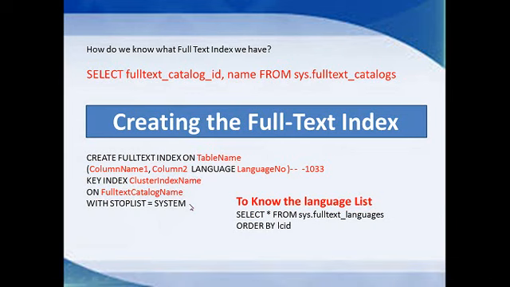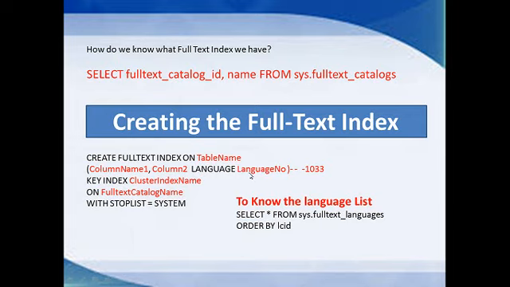Before you create a full text index, number 1, you have to create a table with a primary key. Number 2, you have to create a full text catalog, and after that you have to create a full text index, and you can specify which language you are using, which column you are using. The syntax is simple: create full text index on this table name. These are column names if you have multiple columns, and then you have to specify the language.